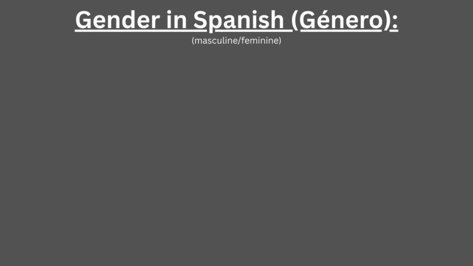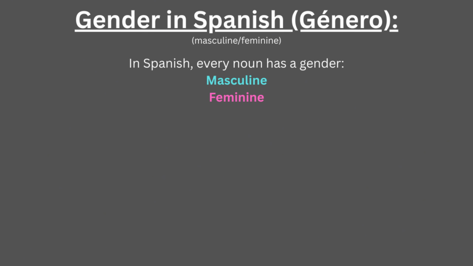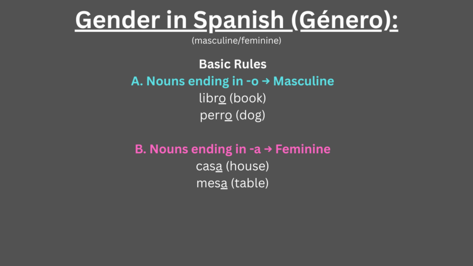In Spanish, every noun has a grammatical gender, masculine or feminine. Gender affects nouns, articles, and adjectives, so learning patterns from the beginning can help you understand how to identify gender in the language. To identify masculine objects, we can look for nouns ending in o, like libro, perro. To identify feminine objects, we can look for nouns ending in a, like casa, mesa.